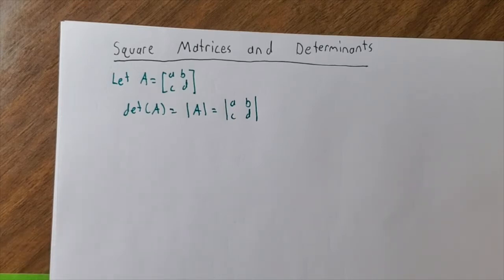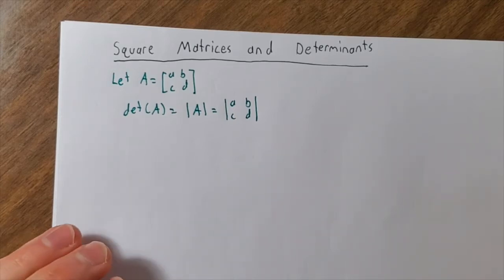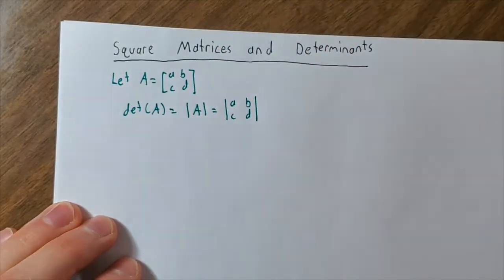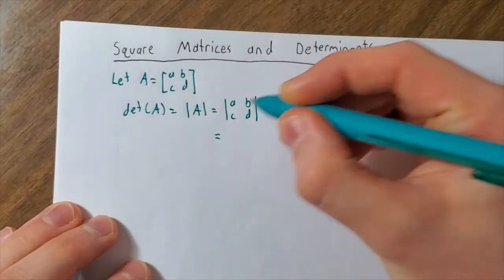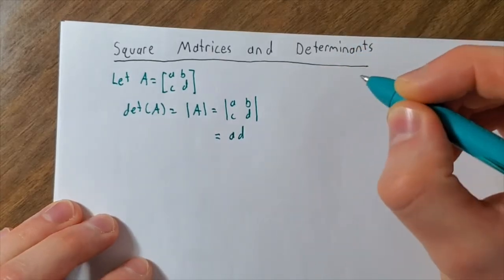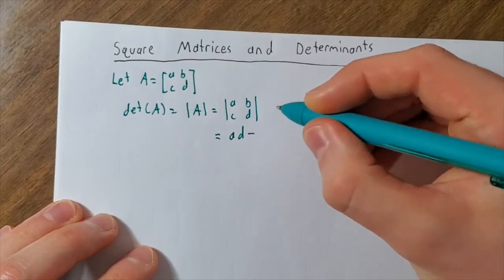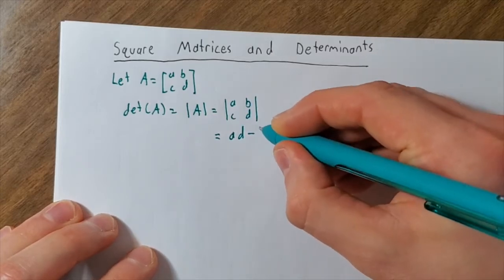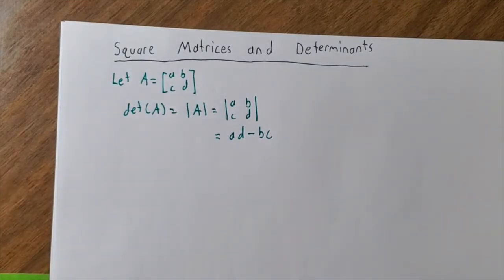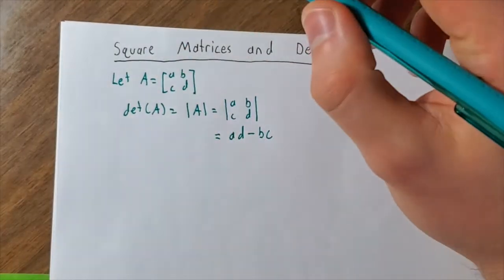And what we're actually doing here is we're going to take the terms in the upper left and lower right corner and multiply them together. So we'll have a times d, and then we're subtracting away the other two terms multiplied together, minus b times c. So that'll get us our determinant for this 2 by 2 matrix.